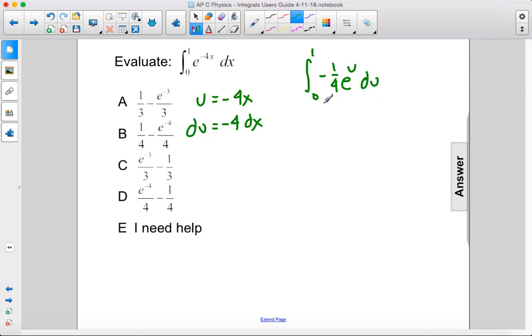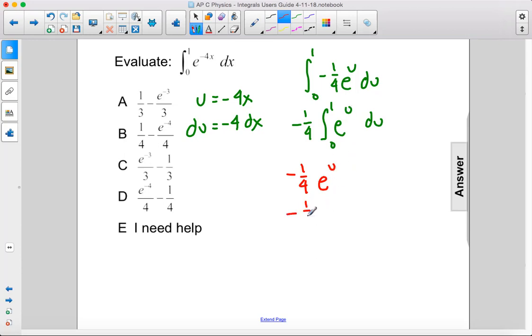Now we can move on. So we can move this out front if we want to. Negative 1/4 integral from 0 to 1 of e^u du. Now the antiderivative of e to the u is e to the u. So we have negative 1/4 e to the u as our antiderivative. Now we can plug u back in.